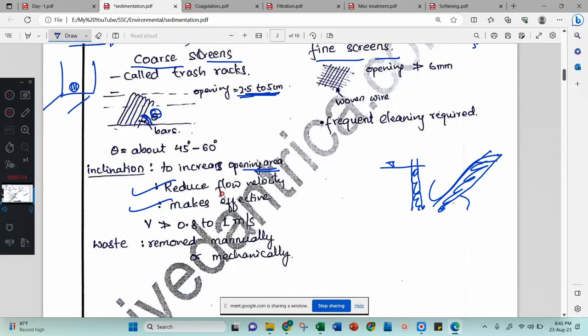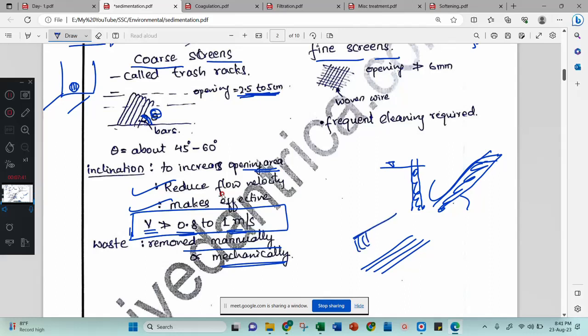Then in the coarse screens, we will be measuring velocity not greater than 0.8 to 1 meter per second. This you have to learn by heart. Many times they will ask in competitive exams, like coarse screens, where velocity will not be more than 0.8 to 1 meter per second. Screenings are removed manually or mechanically. If the screens are like this, then you will have some arrangement, some puller. Using this one, you can manually pull, or otherwise you can make some mechanical arrangement. Right? This is all about your coarse screens.